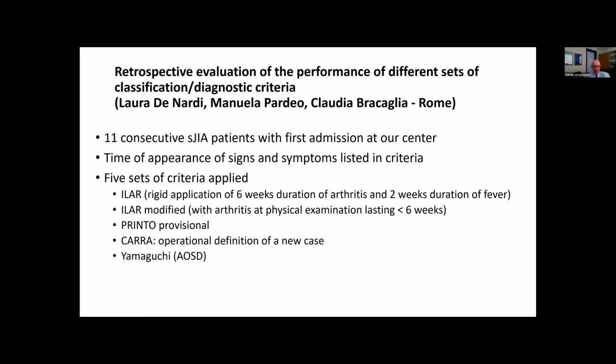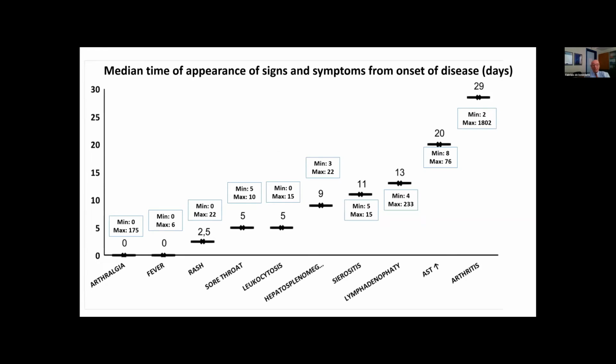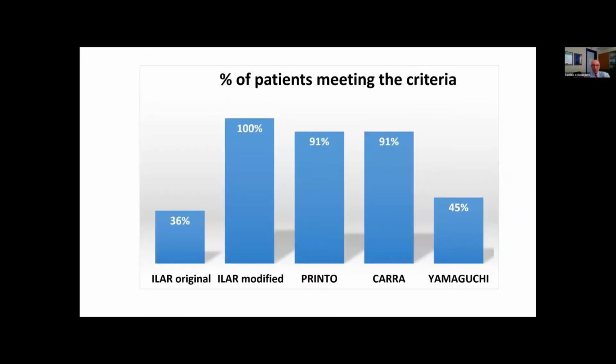The next slide, please, Peter. And this is median time of appearance of signs and symptoms that are included in all these sets of criteria. And you see the median time and the range. And the range for some of them is not that wide. For some of them it is actually pretty wide. And obviously arthritis is at the very bottom on your right. Thank you very much. Next slide, please, Peter. So this is the percent of patients meeting our criteria, no surprise.